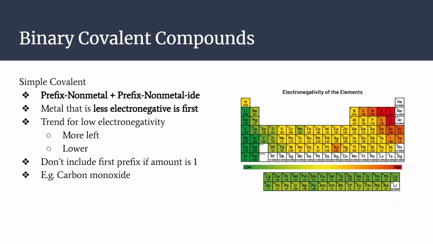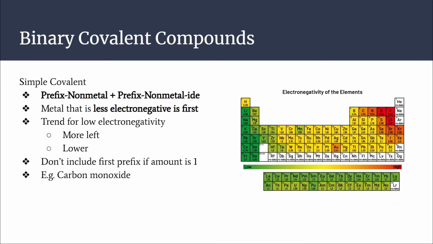But how do we know which element comes first? It all comes down to electronegativity. The element with lower electronegativity is named first. Generally, if the element is further left on the periodic table, then it has lower electronegativity. But if they're in the same column, the element further down on the periodic table has lower electronegativity. Put simply, the element that is further left and down is listed first. One more thing to remember, if the first element is singular, it does not need a prefix. An example of a binary covalent compound is carbon monoxide.